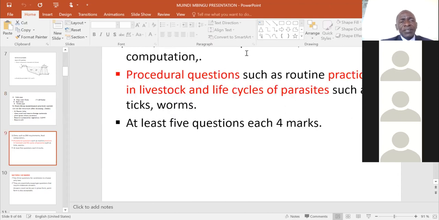In this section B, questions involving calculations may also be tested.